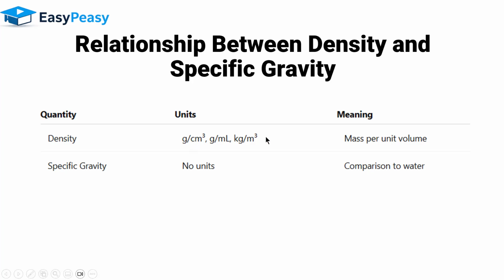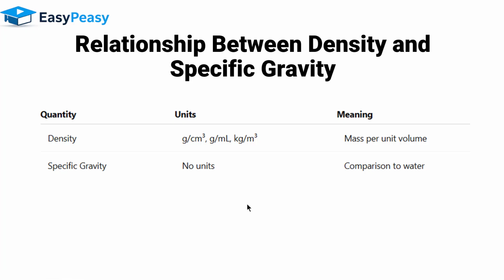And what's the difference between density and specific gravity? Density has units depending on what you are measuring. If you're measuring a solid, it will be grams per cm cube. If you are measuring a liquid, that will be gram per ml. And if you're measuring in physics an SI unit, that will be kilogram per meter cube. On the other hand, specific gravity is just a comparison to water. So it doesn't have any unit as well.